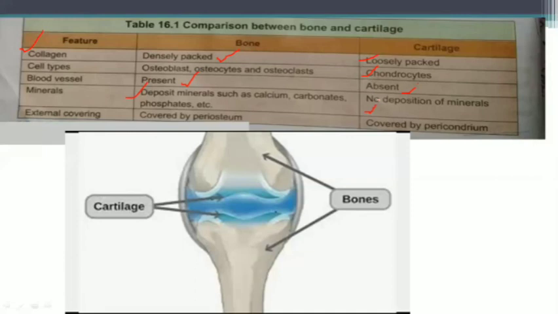But in cartilage no deposition of mineral is there. That's why it is soft and flexible as compared to bone, though not so flexible that it can bend too much, but it gives less friction and some flexibility to our skeleton, and helps in movement as well. The external covering of bones is called periosteum, and the covering of cartilage is called perichondrium. You can see here around the long bones, in between there is cartilage, and that is covered with another layer. That is the synovial layer, and this blue one is synovial fluid.